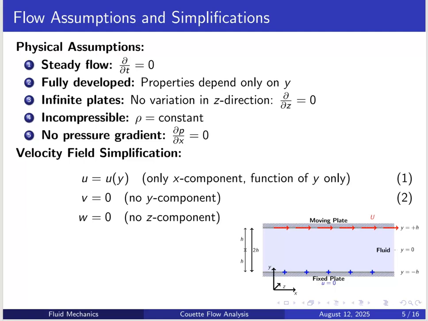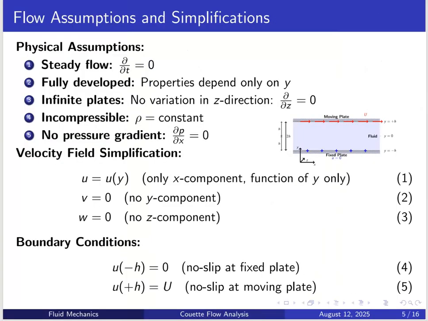Now velocity field simplification. So u is u(y), only the x component, a function of y only, and v is 0, w is equal to 0, because there is no y component and no z component. And boundary conditions: at y equal to minus h, the plate is fixed, so velocity is 0. At y equal to plus h, that plate is moving, so the velocity is capital U.